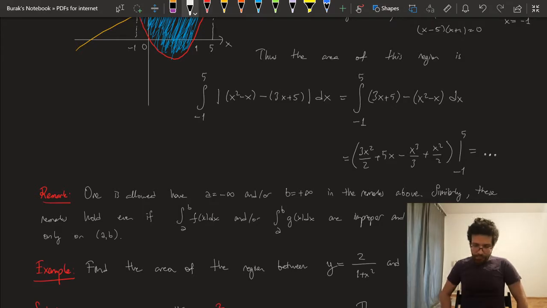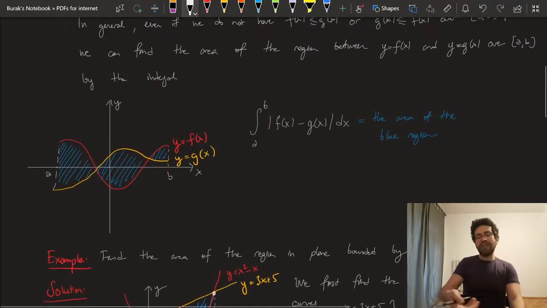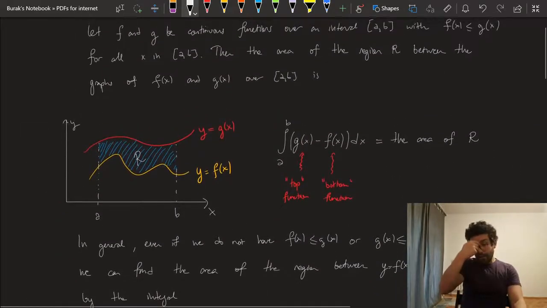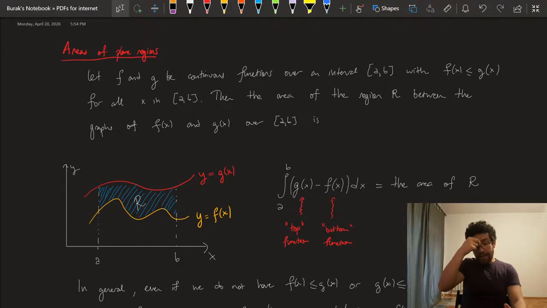Now, I'm going to tell you another way to generalize what we did over here. We pretended all the time that our regions are regions between graphs of functions of x. But sometimes you may end up dealing with regions which are between graphs of functions of y.